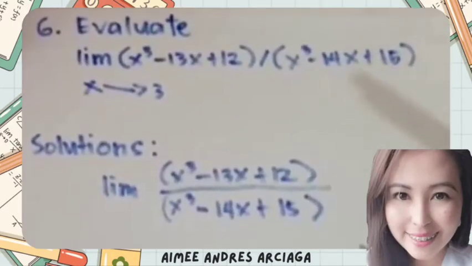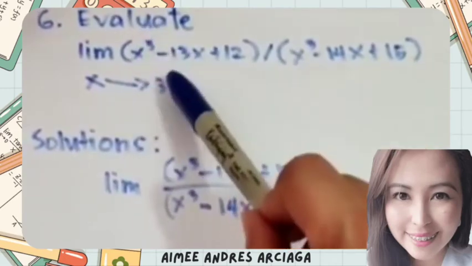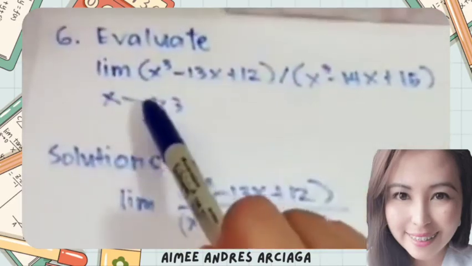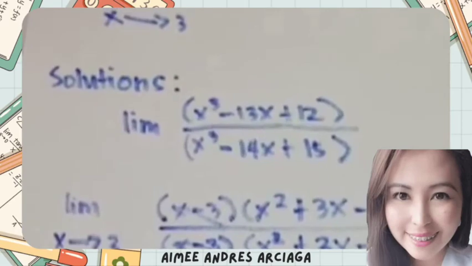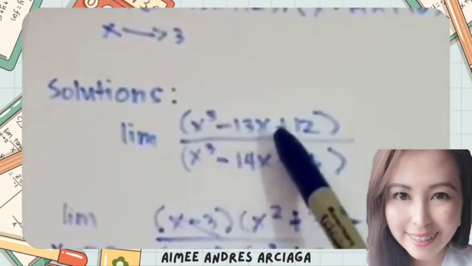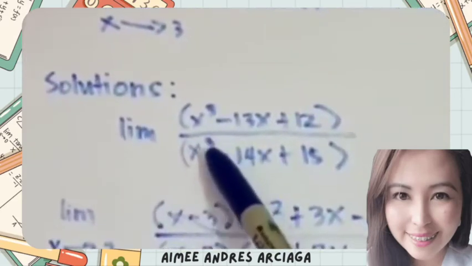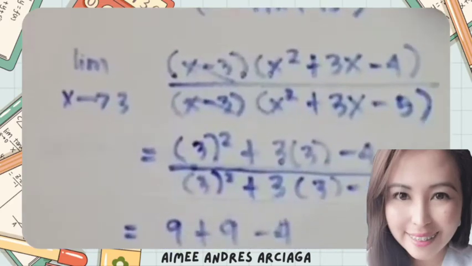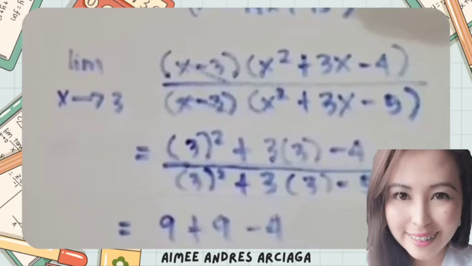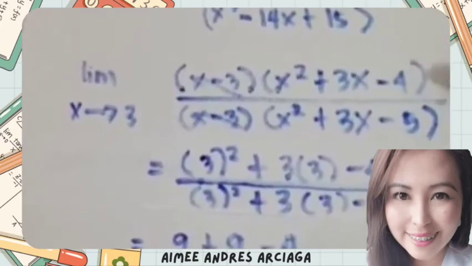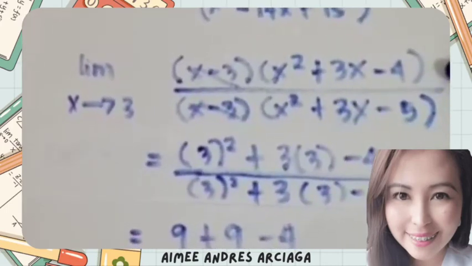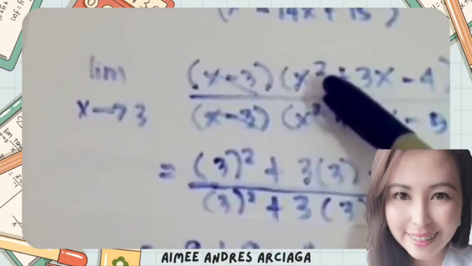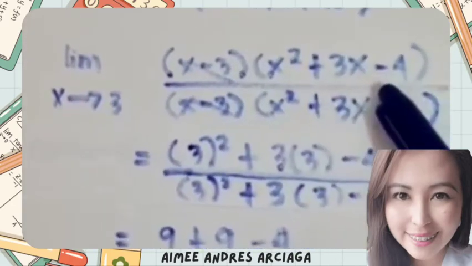Okay, number 6, evaluate the limit of x cubed minus 13x plus 12 over x cubed minus 14x plus 15 as x approaches 3. So this is the solution. First step, factor the numerator and denominator using the rational roots theorem. For the numerator, the roots are 3, 1, and negative 4. Therefore, the factors are x minus 3, x minus 1, and x plus 4.